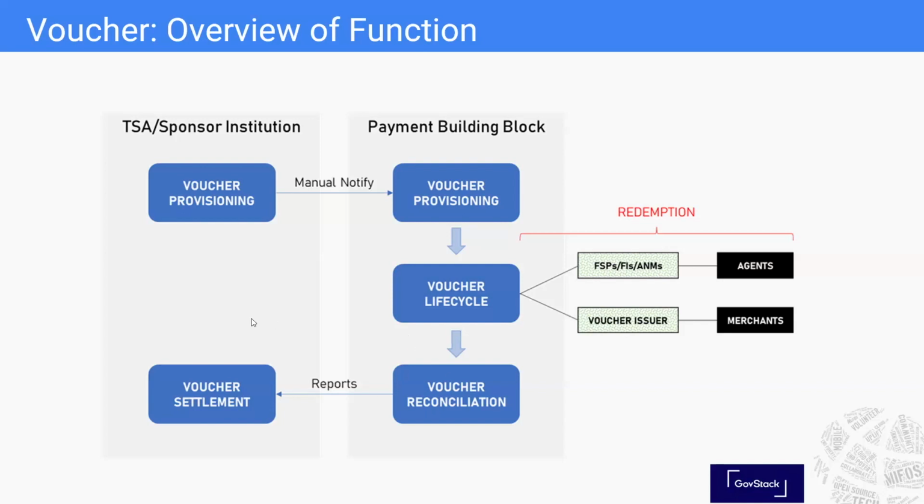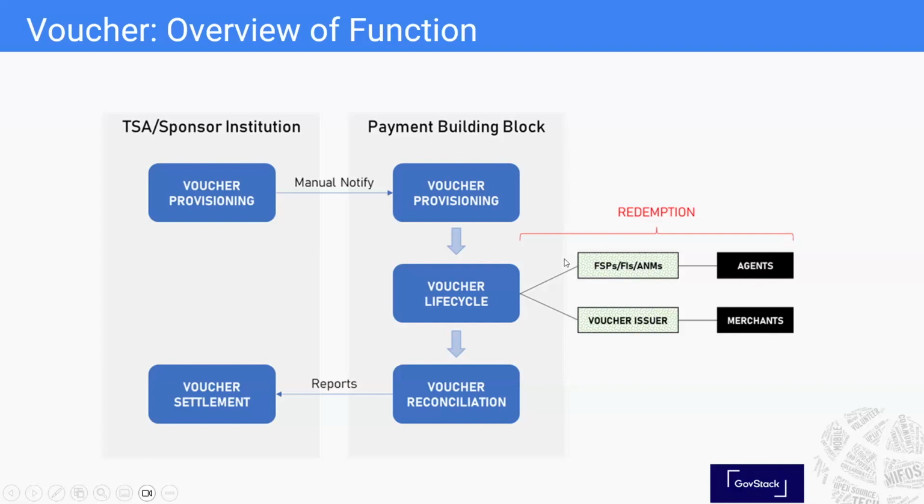And again, this last part that we are showing over here is outside the scope of the payment building block itself, but the payment building block generates the logs and reports, which could be used for reconciliation purposes and for settlement by the payer FSPs. For the redemption process, we show 2 methods through which it could occur. It could occur through agents or eventually through merchants, when we will be talking about that use case.